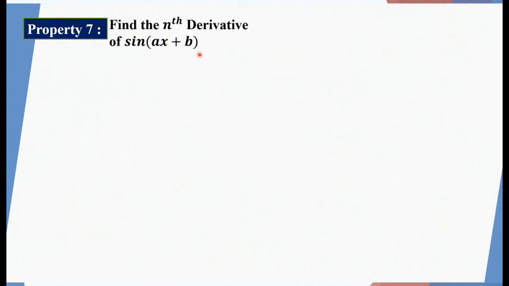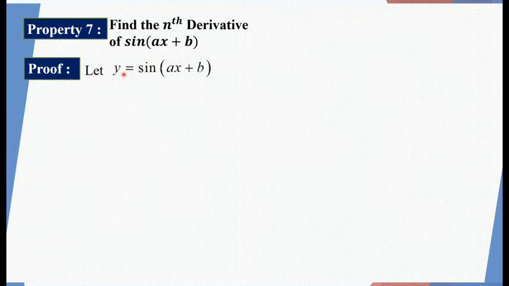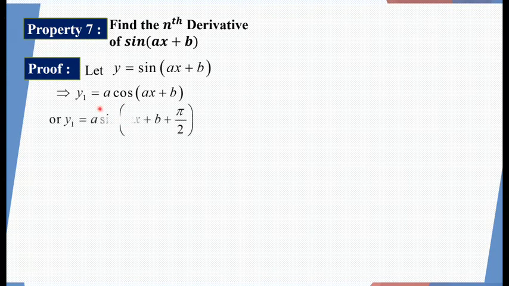Now moving on to the next property, property 7. Find the nth derivative of sin ax plus b. So how to find it? Let y equal to sin ax plus b. When we differentiate it first with respect to x, then it will be a cos ax plus b, or we can write it as a sin ax plus b plus pi by 2, because sin of pi by 2 plus theta is always cos theta.